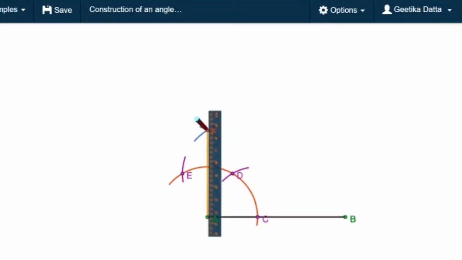Now angle FAB is 90 and angle DAB is how much? It is equal to 60 degrees. So if I bisect angle GAD, I'll get an angle of 75 degrees.